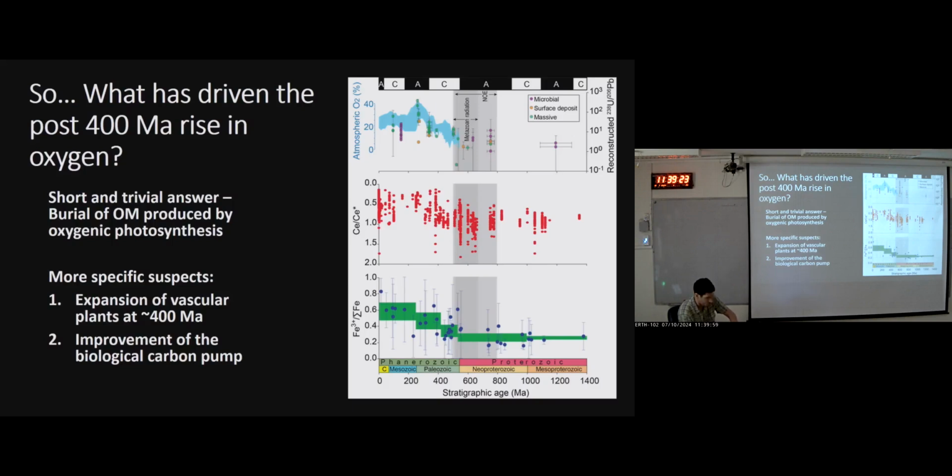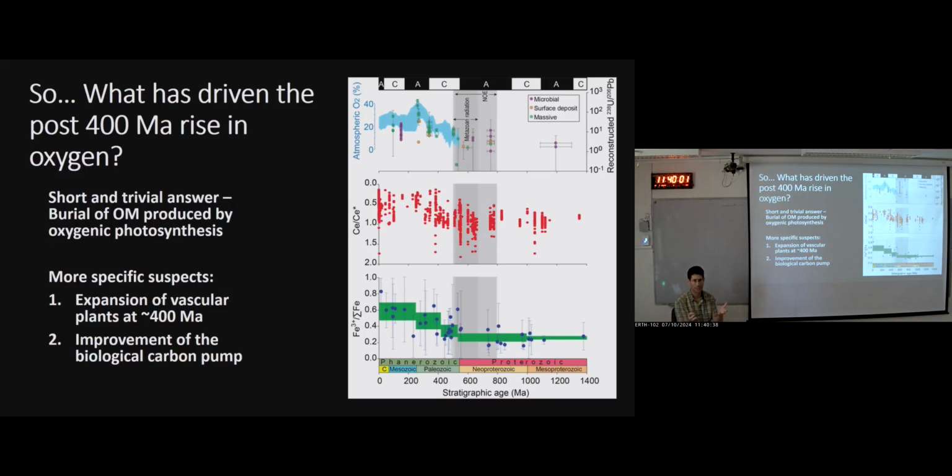And two mechanisms come to mind that are associated with the late Paleozoic and later times. One of them is the expansion of vascular plants, basically trees, that came about at 400 million years or so, which A, increased the biomass on Earth by a lot, and B, delivered a lot of organic material to be buried in basins. And the second one that we can consider is improvement to the biological carbon pump.